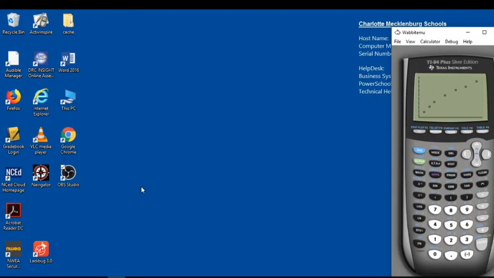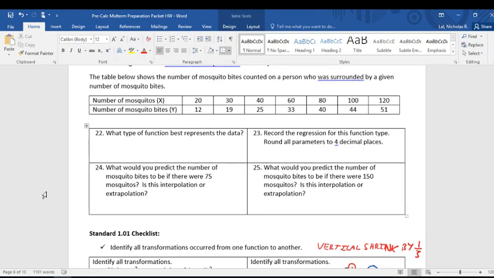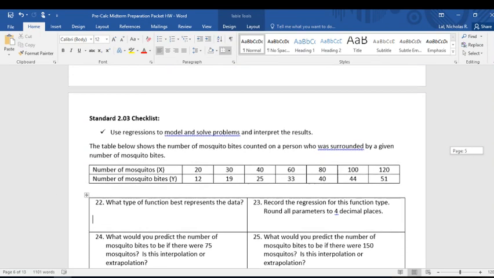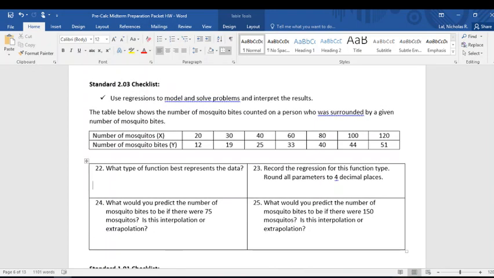Hello, pre-calc students. I'm actually going to do a 4-question video. The questions are all on 22, 23, 24, and 25, and they all go off of the same data.